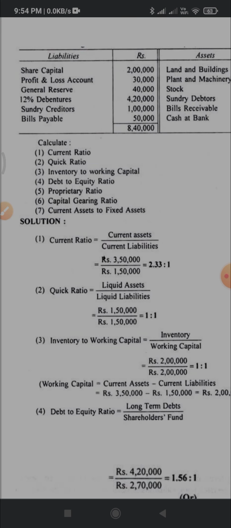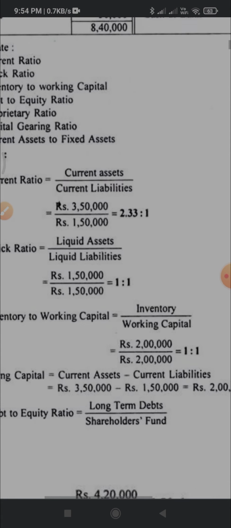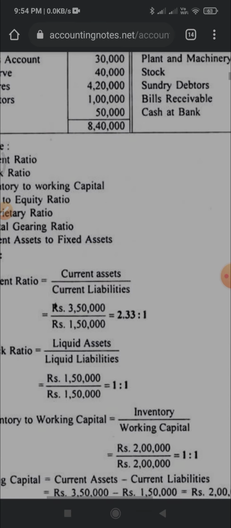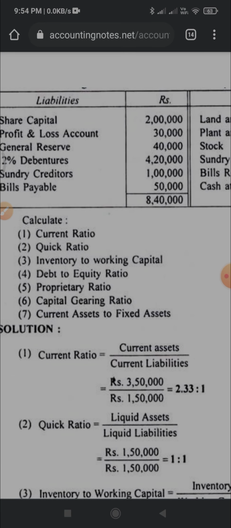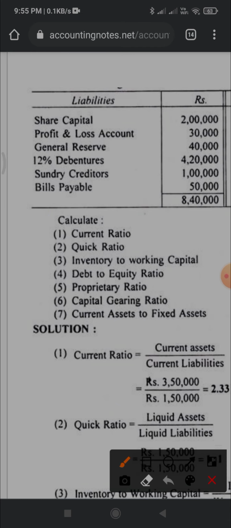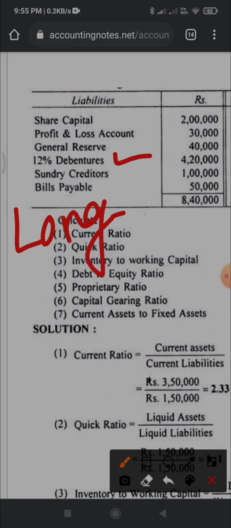Next we will go for the debt to equity ratio. We should calculate the debt to equity ratio. What is the formula? Long term debts divided by shareholders funds. Now we will understand under liabilities what the long term debts are. Debentures are called long term debt.